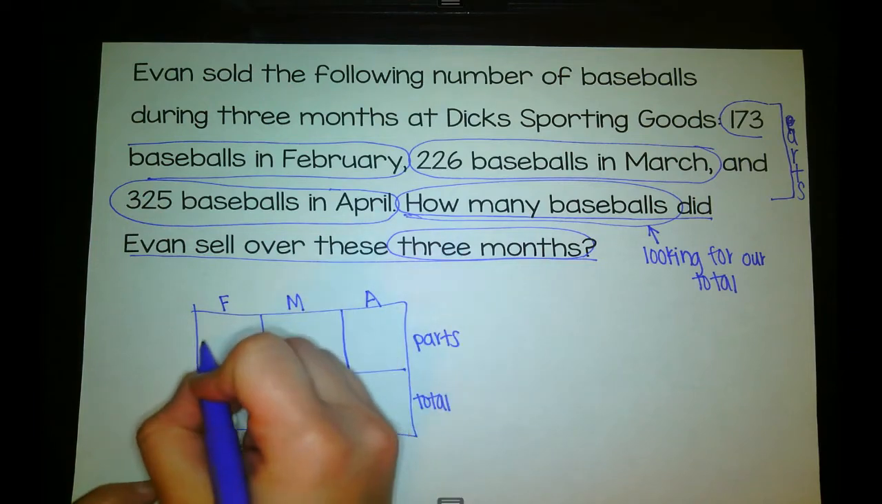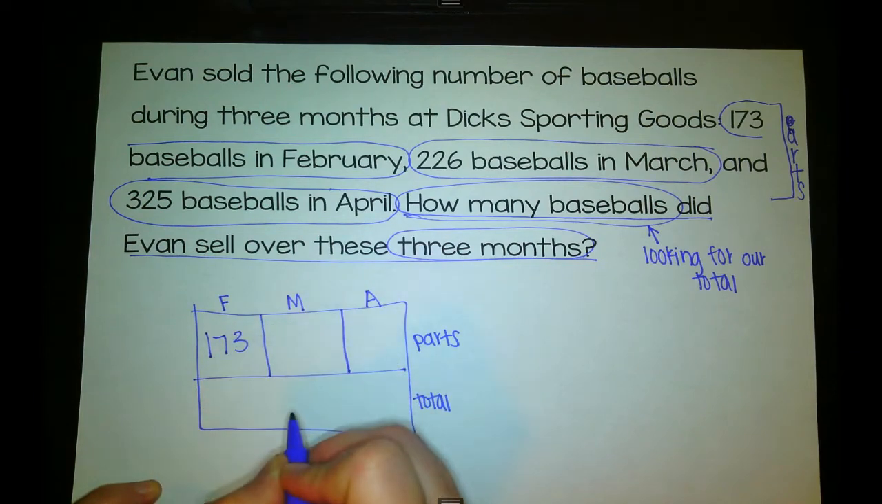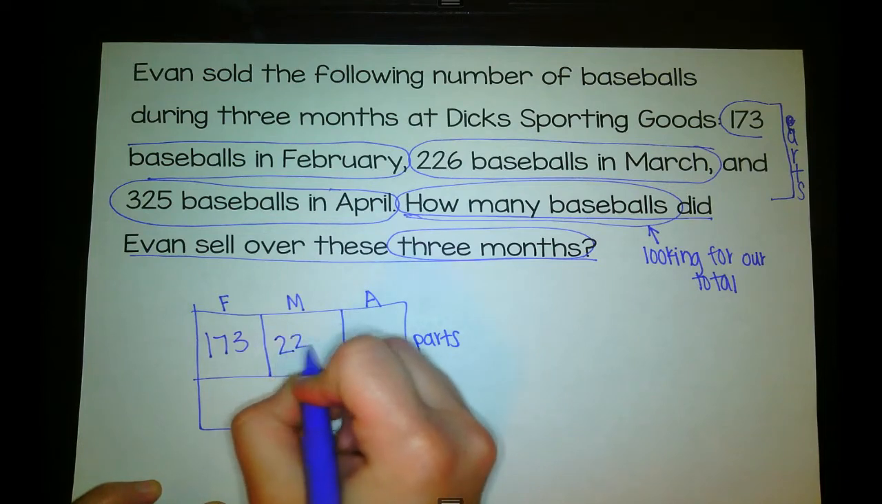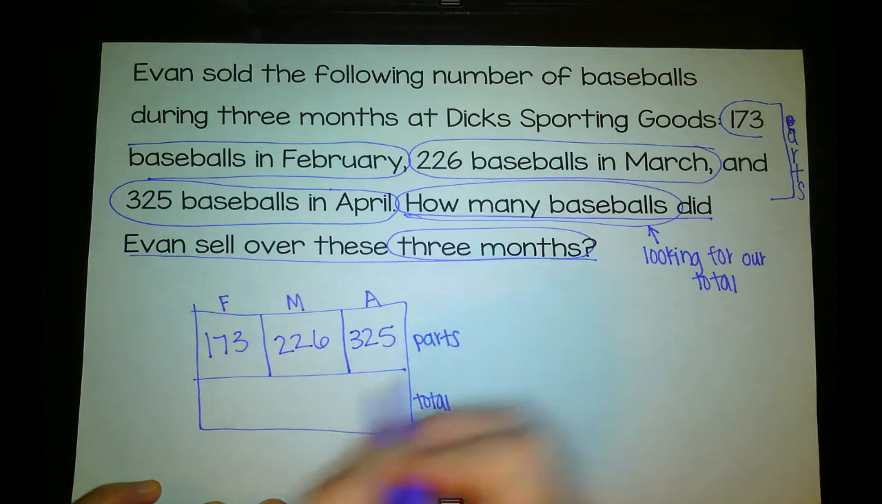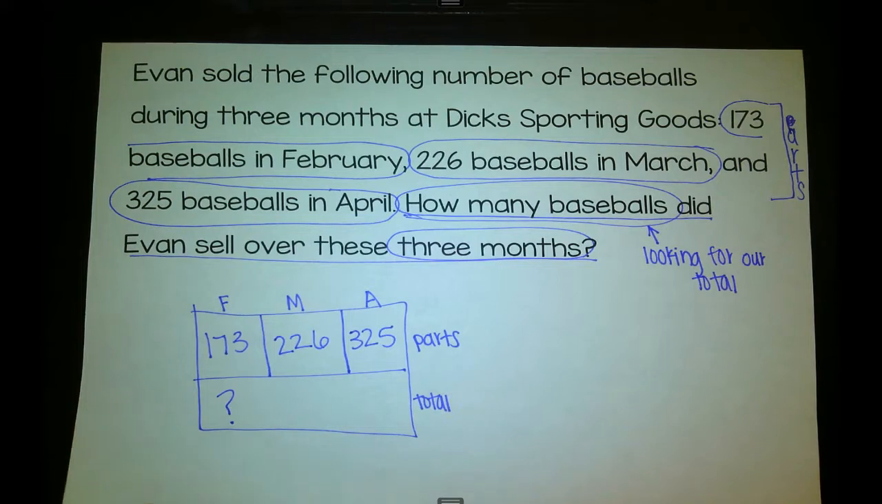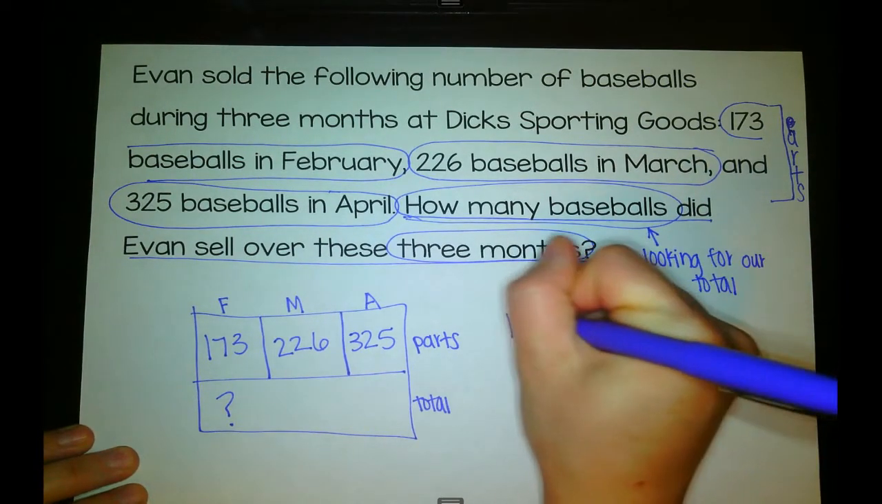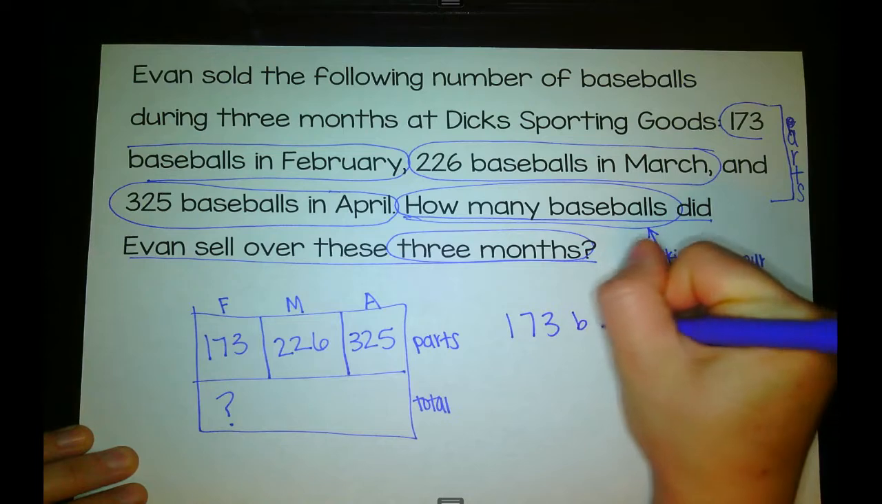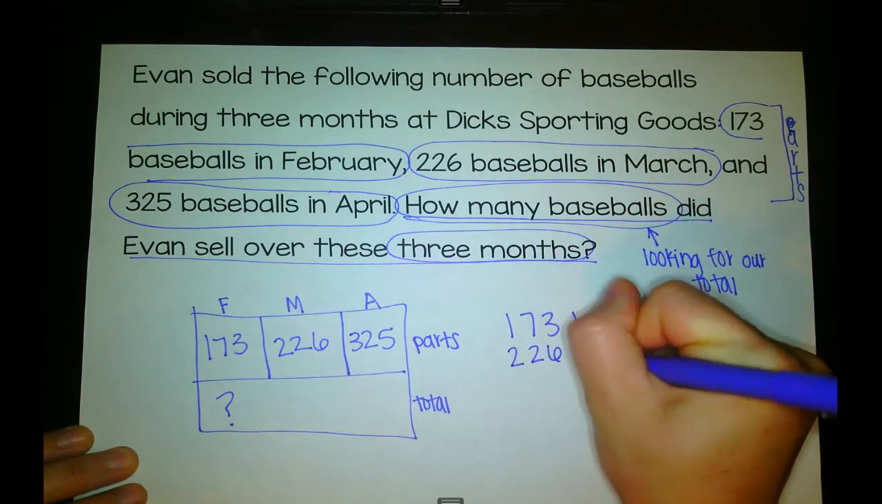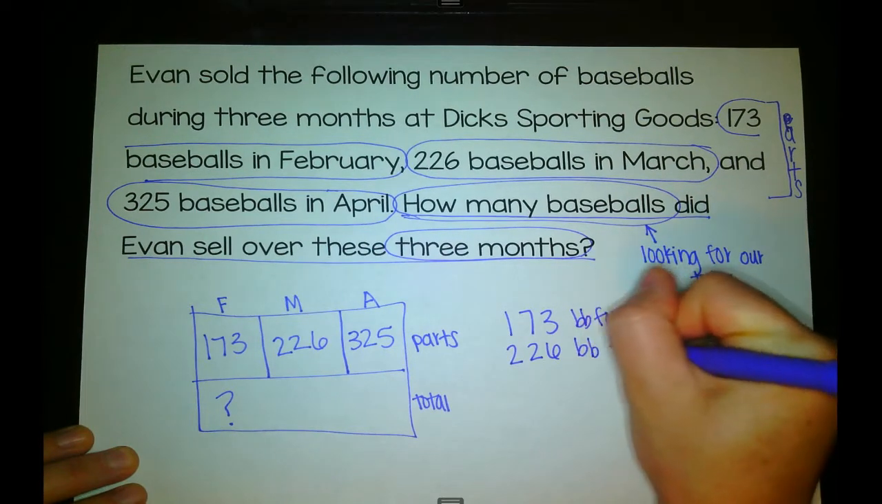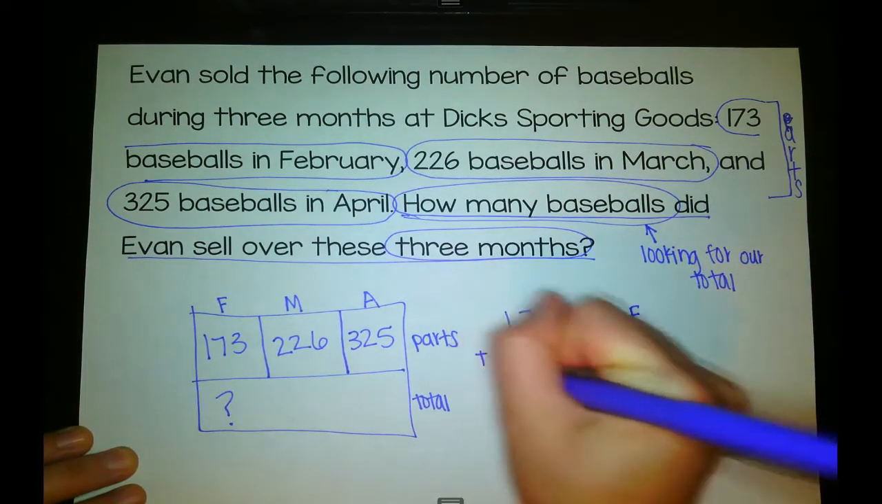In February, Evan sold 173 baseballs. In March, he sold 226 baseballs. And then in April, he sold 325 baseballs. And I am looking for my total amount of baseballs. So knowing that I need to add, I already know what operation I need, so I'm going to go ahead and get started. So first, I'm going to add 173 baseballs for February, and 226 baseballs for March. Add those together.